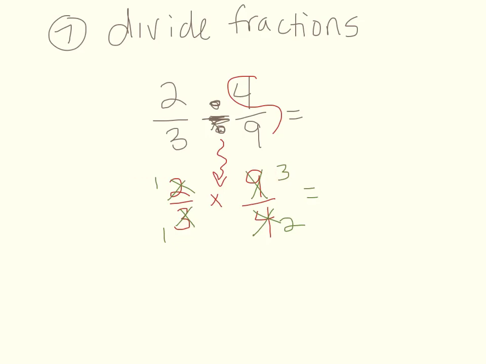Multiply straight across. 1 times 3 is 3. And multiply straight across. 1 times 2 is 2. Convert if it's improper. It's improper, so bottom into top. Goes in once. Remainder is the numerator. Your answer is 1 1/2.